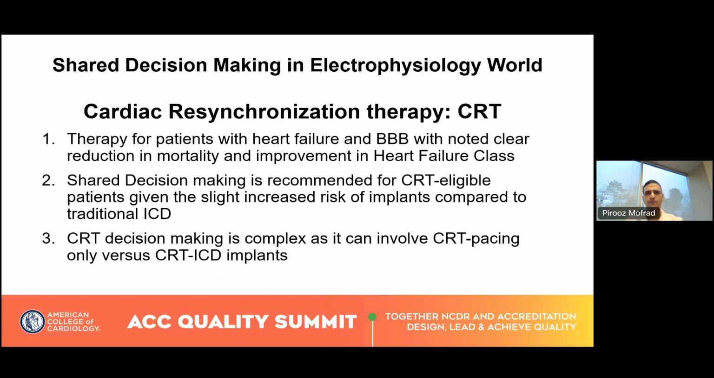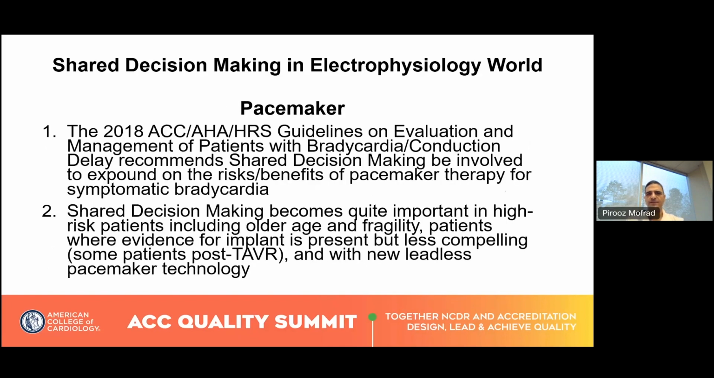Same goes for cardiac resynchronization defibrillators, but even for cardiac resynchronization itself, it's also given a recommendation, given its complex nature and involvement of multiple leads, implantations. As far as pacemakers, it's a recommendation. It's not a requirement for reimbursement, but even back in 2018, it was recommended by the ACC and HRS as far as the guidelines that came out for bradycardia and pacemaker implantation. It was recommended to discuss the risk and benefits through a shared decision-making tool.